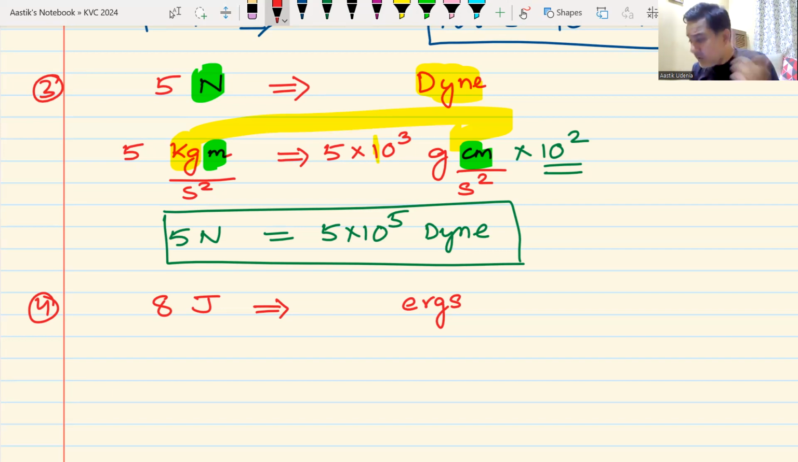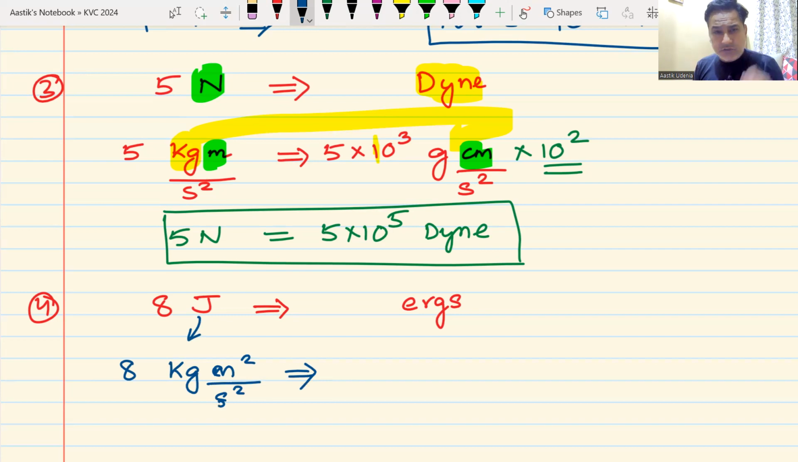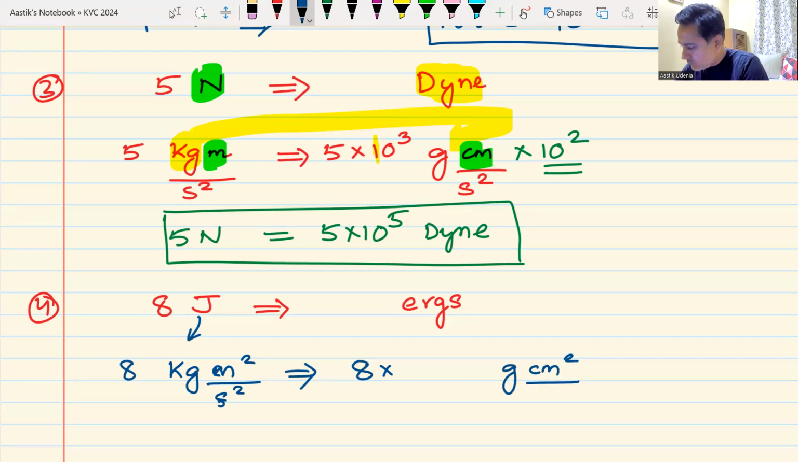What happened? You just have to understand, first of all, what is joule. Joule is work done. Work done is force multiplied by distance or displacement. You can remember the Cgs unit. So it is 8. Cgs unit is what? Kg meter square per second square. Well done. As soon as you write the SI unit, you should be able to write the Cgs unit. 8 multiplied by something, gram centimeter square per second square.